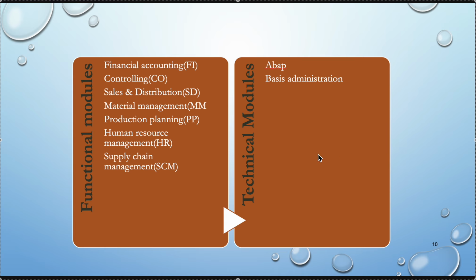In the diversified field of SAP modules, they are divided into two areas: functional modules and technical modules. We have functional modules like financial accounting, controlling, sales and distribution, material management, supply chain, and human resources. Technical modules are for people who are very competent in coding and programming languages. For them, the technical module is recommended.